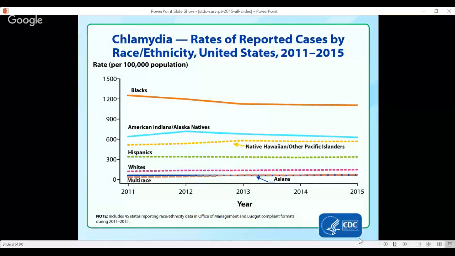Right. So Blacks have the highest rates, American Indians and Alaskan Natives have the second highest rates, Native Hawaiians third highest, Hispanics, the dotted green line, fourth highest, and then whites, followed by multi-race and Asians.